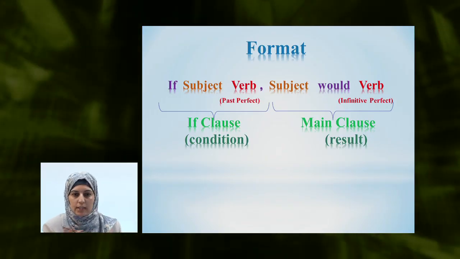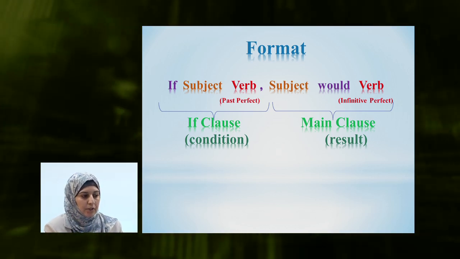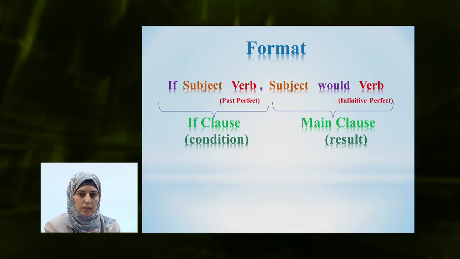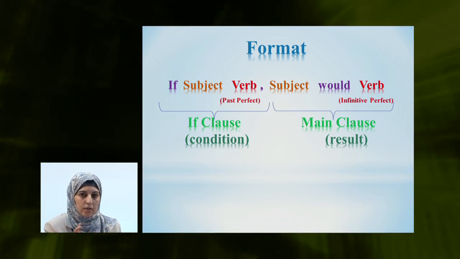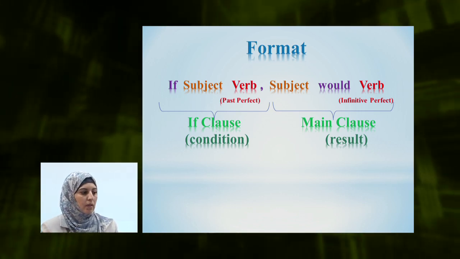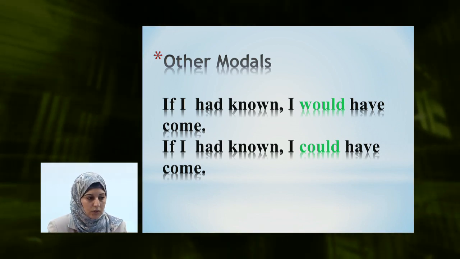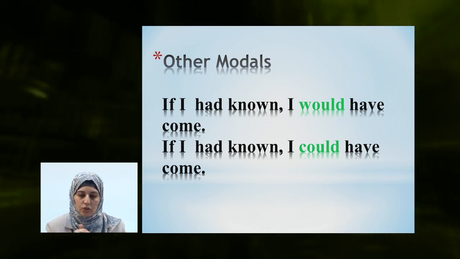So this is all for today's lesson, but before we leave, let's remember the main points. Remember the format. You have if clause and main clause. In the if clause you have if, subject and past perfect tense, which consists of had plus past participle. And in the main clause you have the subject, would, followed by infinitive perfect, which consists of have followed by past participle. Remember also that you can use other modals. So you can say, if I had known, I would have come. And also you can say, if I had known, I could have come.